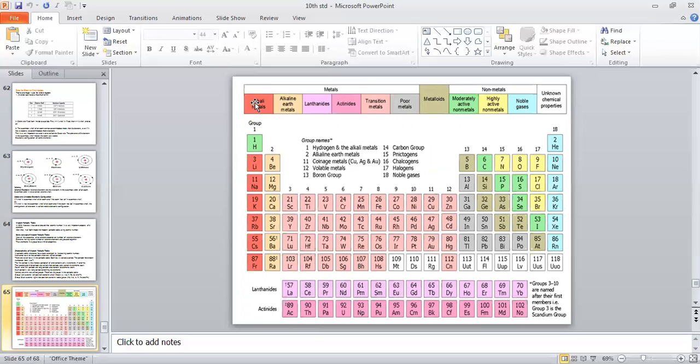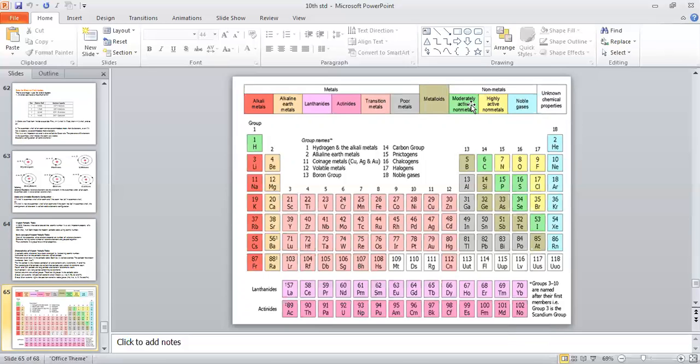So this color indicates the alkali metals. Then alkaline earth metals are these ones. Lanthanides are these elements. Then actinides are from actinium to nobelium. Then transition metals are series 1, series 2, series 3 and series 4. So there are 4 series for the transition elements. Then these are the poor metals. Then these are the gray colored metalloids.